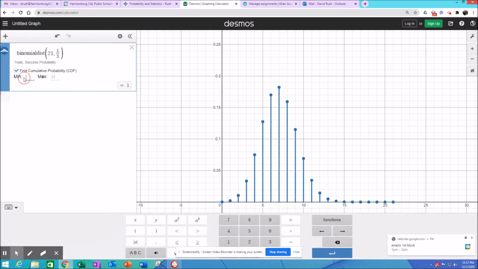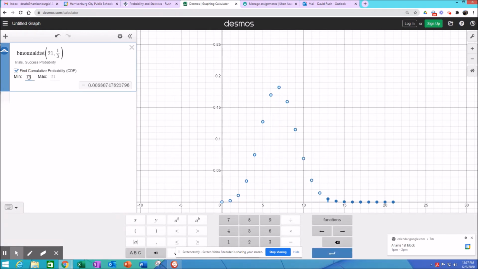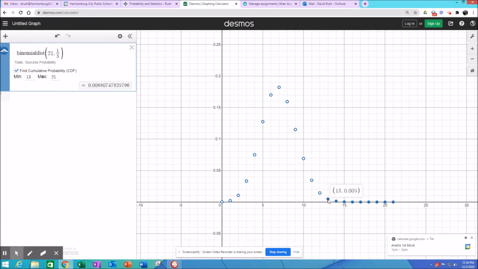that's adding these together, okay? So 13 or more, so it's adding the 13 here, and the 14, and the 15, and the 16, all the way up to 21. Adding those all together, you get this probability right here. You get 0.0068, okay? So less than a 1% chance of that happening. So that's how you can do that problem.